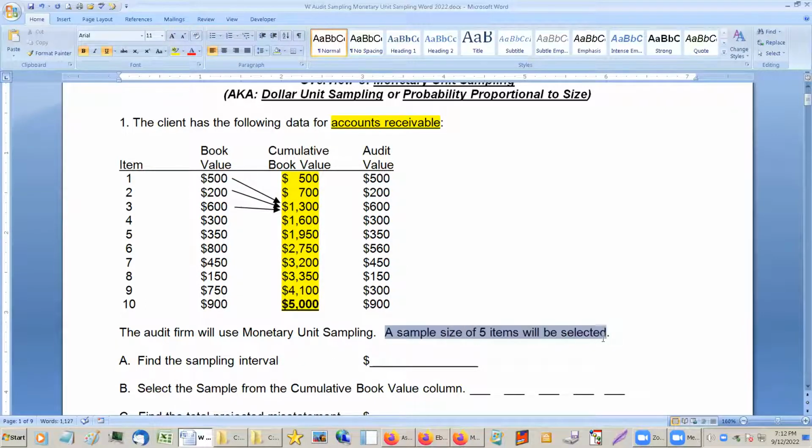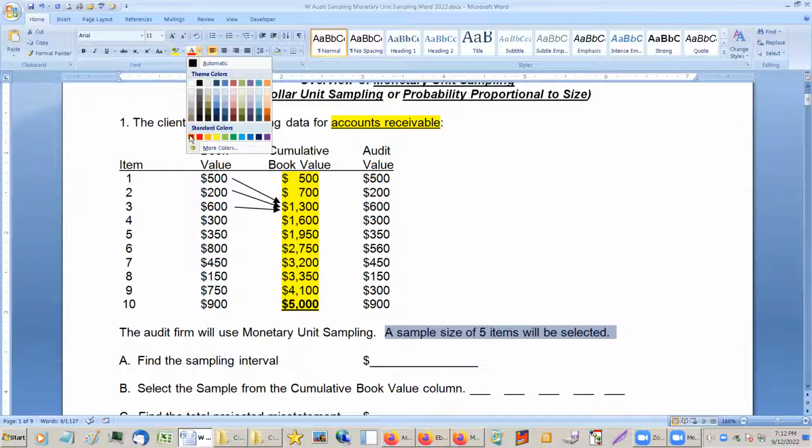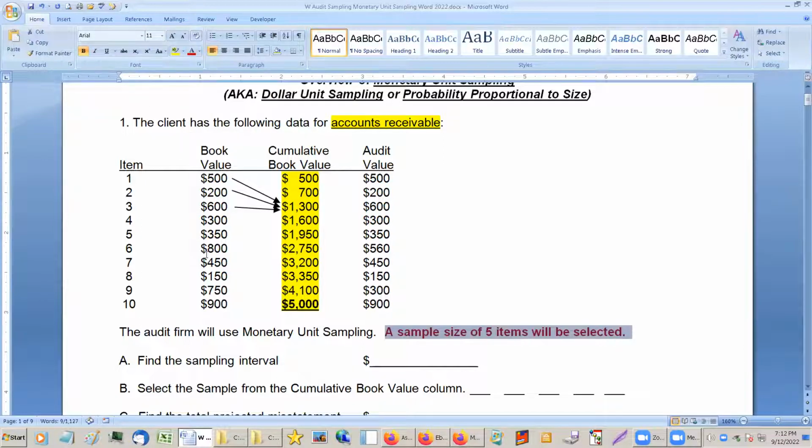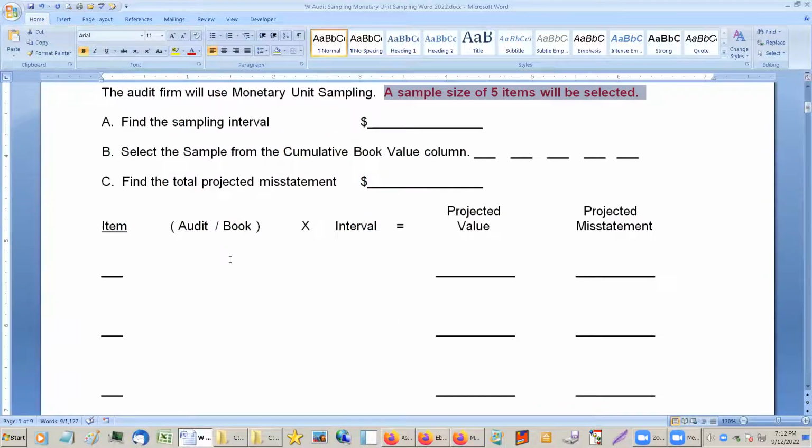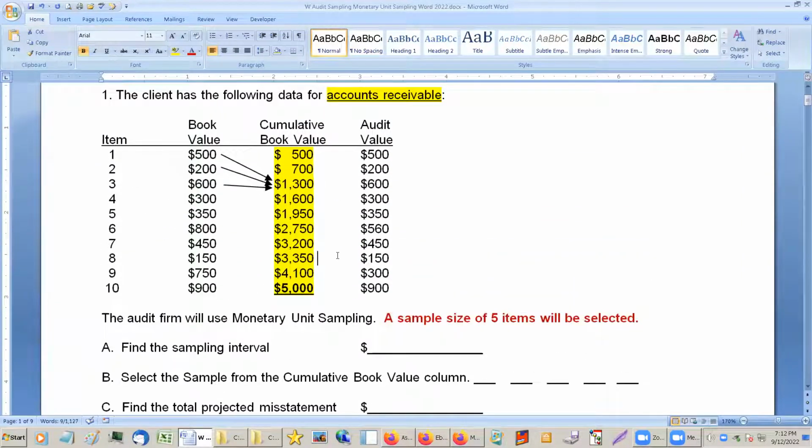Okay, we're going to take a sample of 5 items to be selected, and this is where it gets a little bit wacky. And I think I'm going to switch cameras here. Okay. Focus.